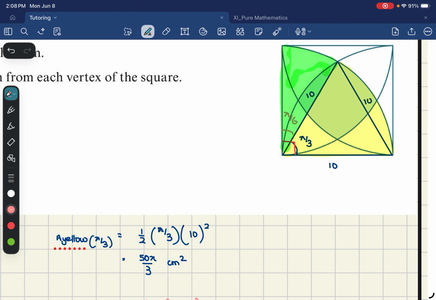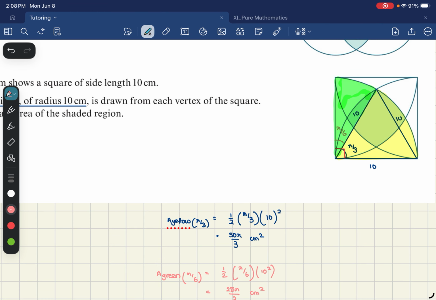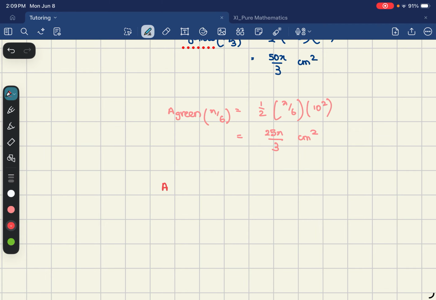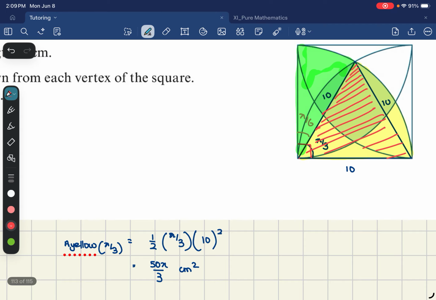We can find the area of this triangle. So now, what is the triangle? Well, it's this triangle that I'm talking about. All right, so we can find the area of the triangle. So the area of the triangle is half. What is the base? The base is just 10.